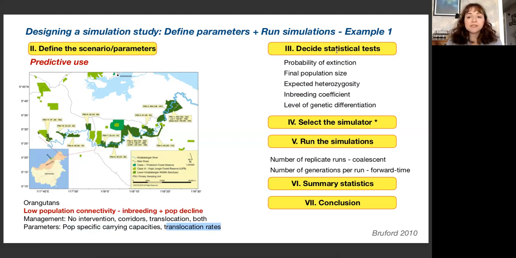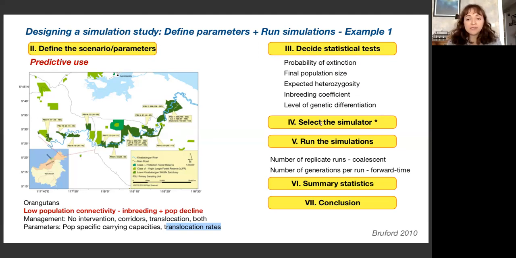After deciding the statistical test, we also need to select a simulator. There are many different simulators, both backward and forward time. In some cases, everyone is developing their own simulator. We need to decide depending on the capabilities of the simulator, because, as I will mention a little later, some of them do not consider the population structure, some cannot incorporate selection, and some are not efficient in allowing different mating systems. So depending on the capabilities of the simulation software, you can select it.